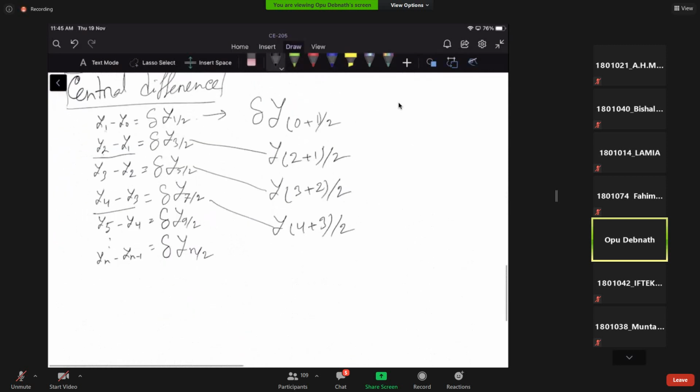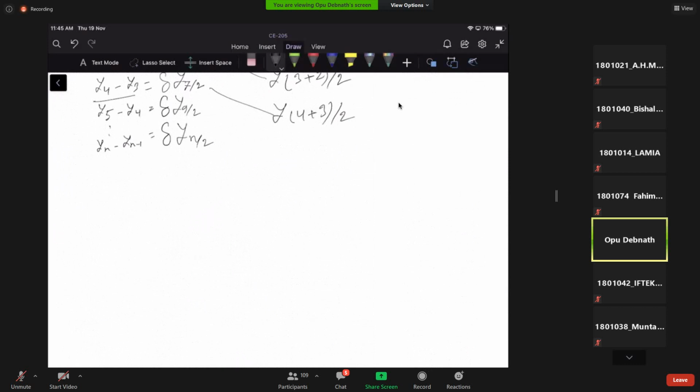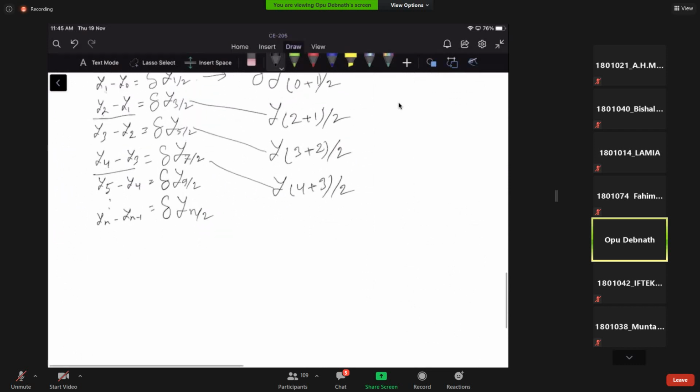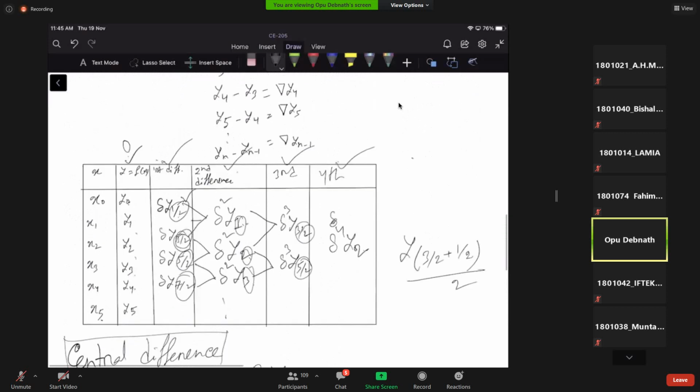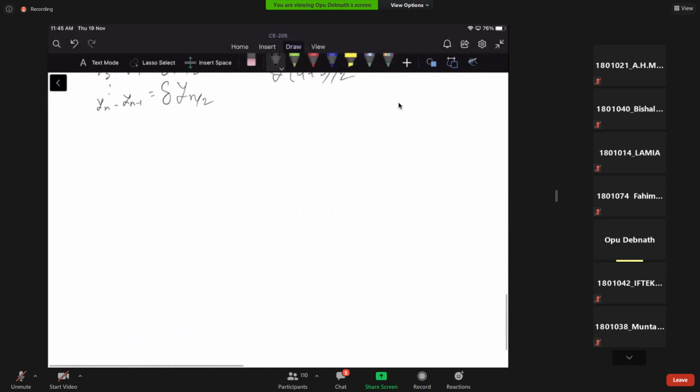But when you go for numerical operations, that means you will work with numerical values, you do not need to symbolize each of these things. You just write the heading. That means this is del, suppose this is delta, this is delta square, delta square y, this is delta cube y. That's enough. So if we show an example, I think it will be clearer.